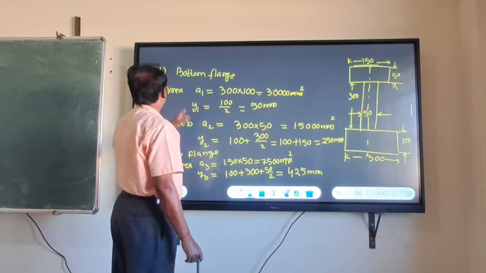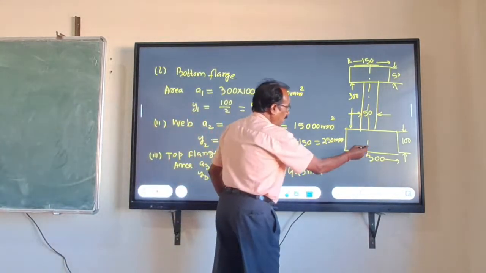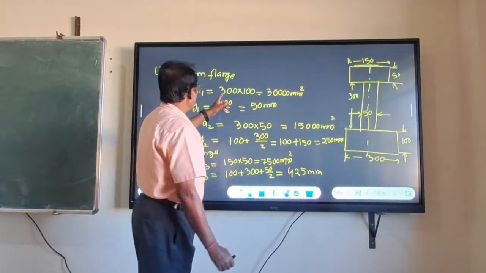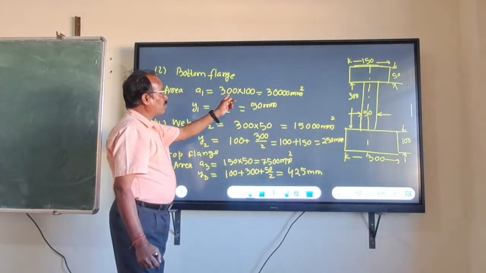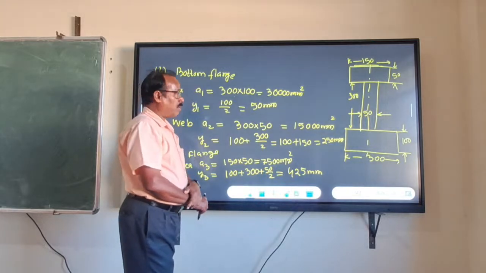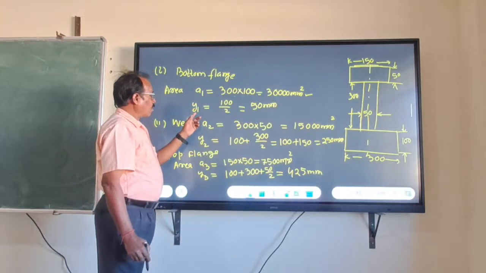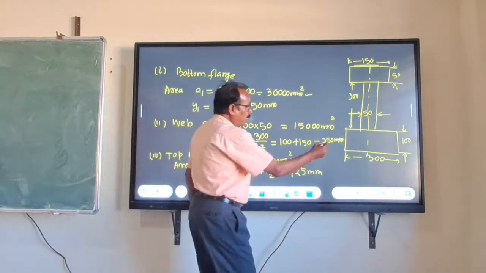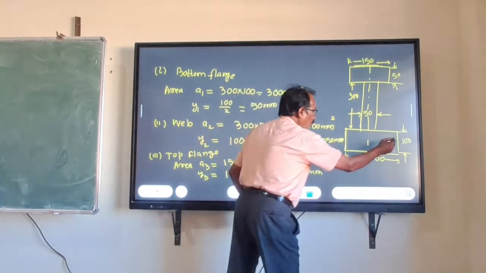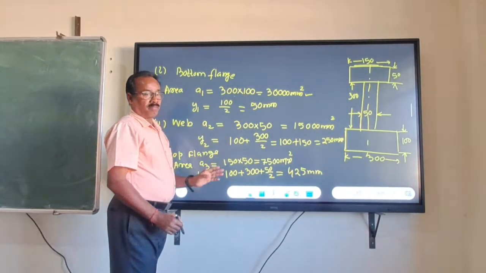Now, bottom plane A1, length is 300, width is 100. Therefore, area A1 is equal to 300 into 100, which is equal to 30,000 mm square. Then, Y1 is equal to, this height is 100, therefore Y1 is equal to 100 by 2, which is equal to 50 mm.